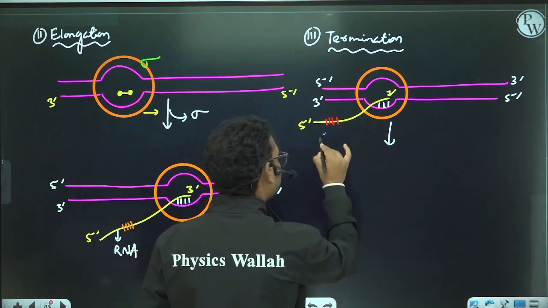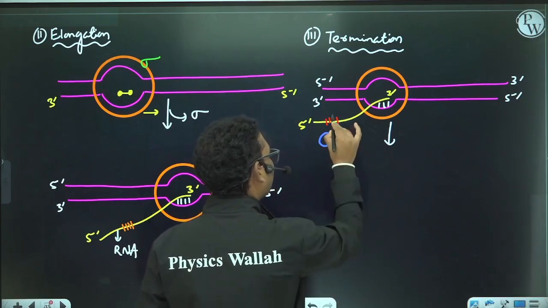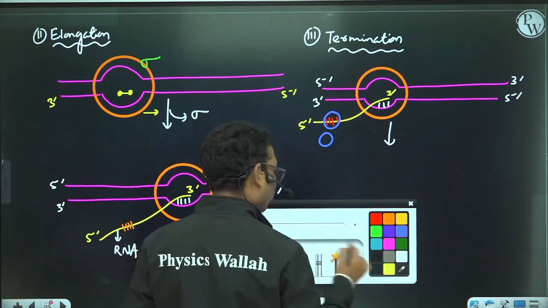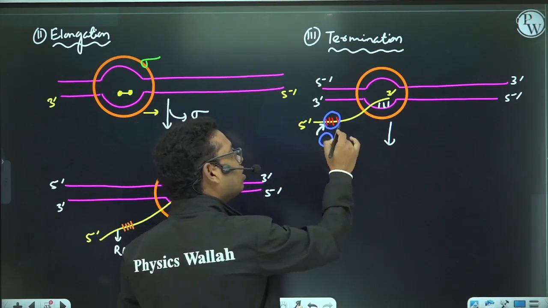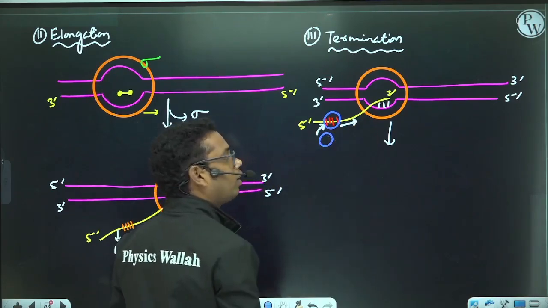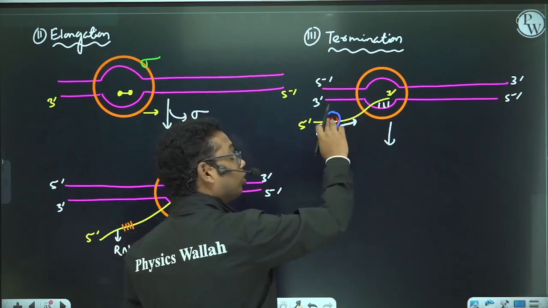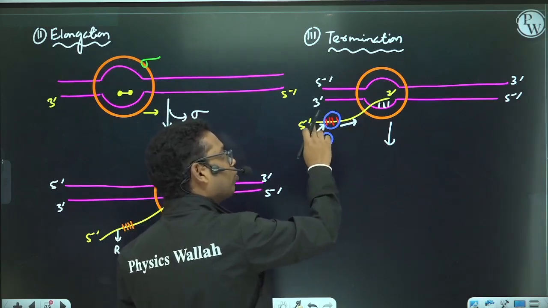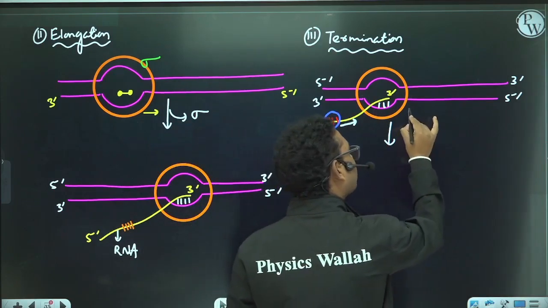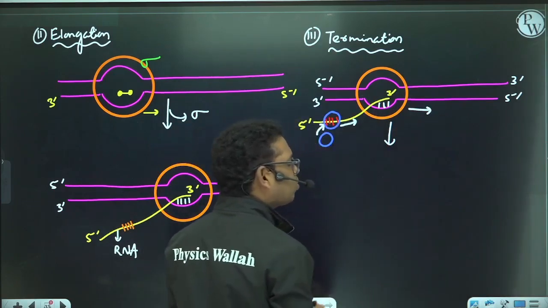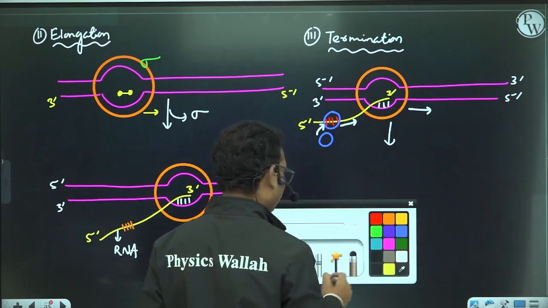So this rho factor will go and bind to this sequence. After binding, the rho factor will move in this direction, along the RNA from 5' to 3'. And the RNA polymerase will also keep on moving in this direction. So after some time, what will happen?